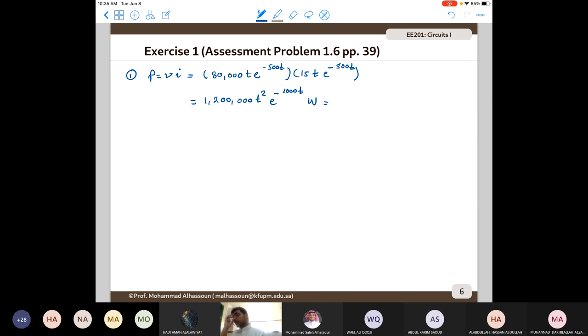I'd rather simplify the expressions here. So I will assume that this big number, 1,200,000, is equal to A, t squared, and 1,000 is equal to B. To find the maximum power, like what Hadi said, we need to differentiate this and equate it to zero. If we differentiate this with respect to time and equate it to zero, we will end up with 2at minus abt squared, and all of this is equal to zero.